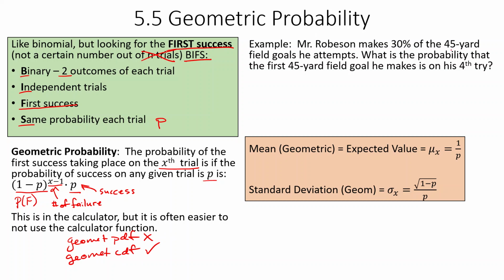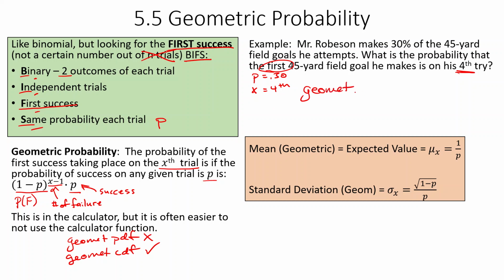So Mr. Robeson makes 30% of the 45-yard field goals he attempts. What is the probability that the first 45-yard field goal he makes is on his fourth try? So we've got P equals 0.30. We're asking about the first success being on the fourth try. All right, we have two options. I can make or miss. Trials are independent. We're looking for the first success on my fourth try, the first one he makes. And the probability stays the same. All right, so this is geometric.